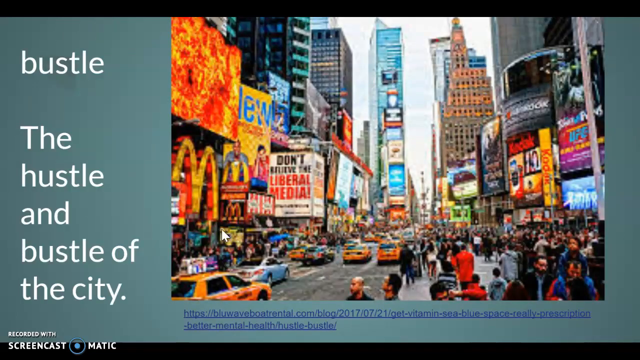So here's my picture. The hustle and bustle of the city. Many times, you'll see hustle with it, hustle and bustle. It's just a very busy, noisy, active, energetic place.